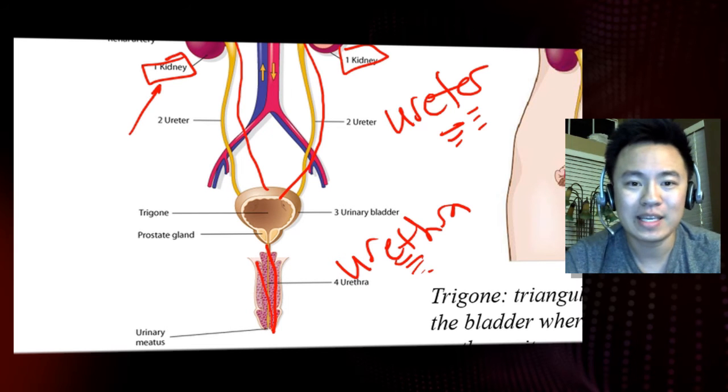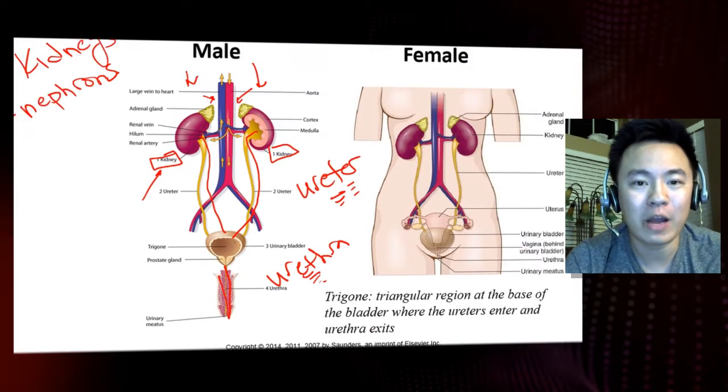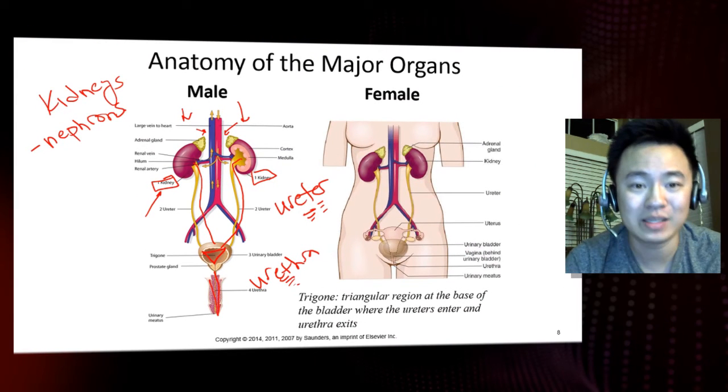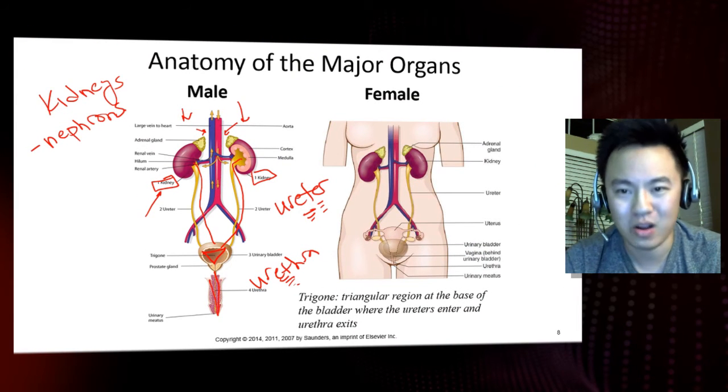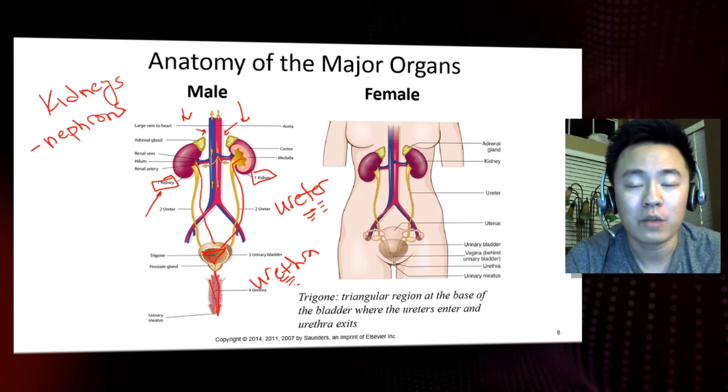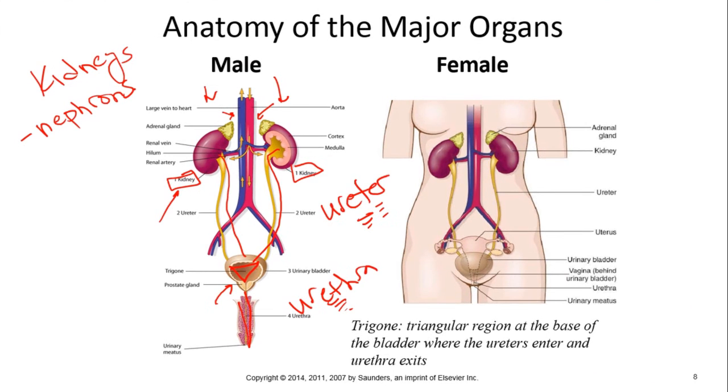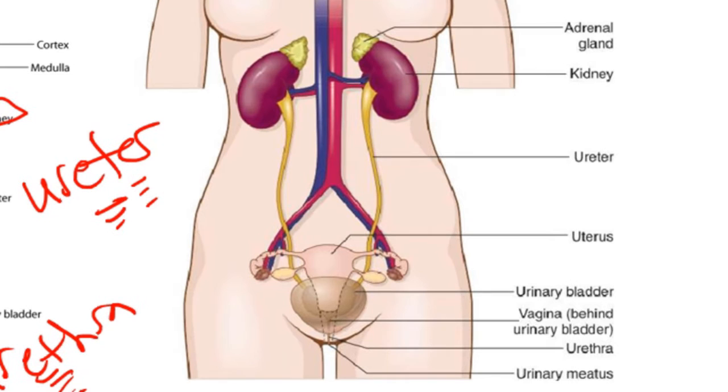Now, as you can see here, we've got that sac, the urinary bladder, and the region in here is known as the trigone, or the trigon. And of course, beneath the urinary bladder in men is the prostate gland. More about the function of the prostate gland in the male reproductive system. Now, that urethra is what is very different between men and women. As you can see here on the right hand side is the female anatomy of the urinary system.